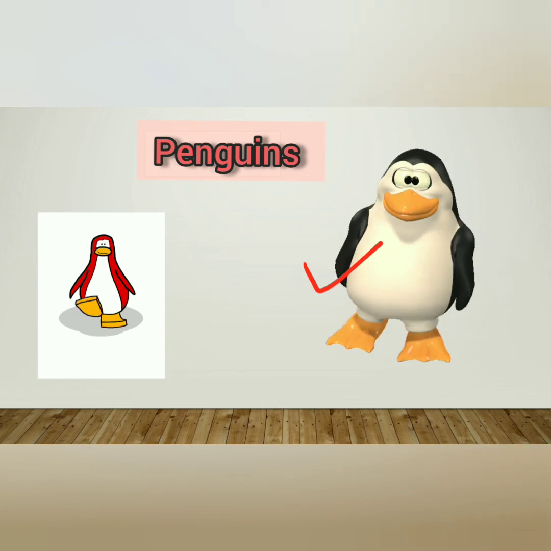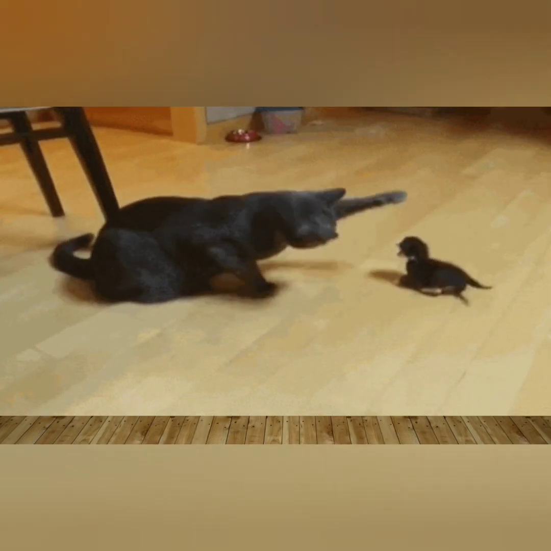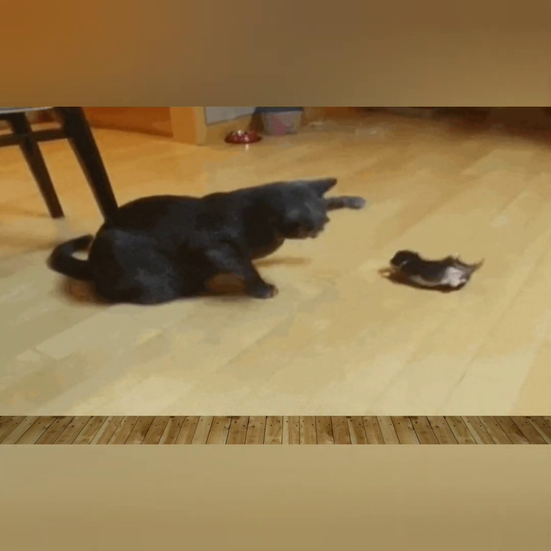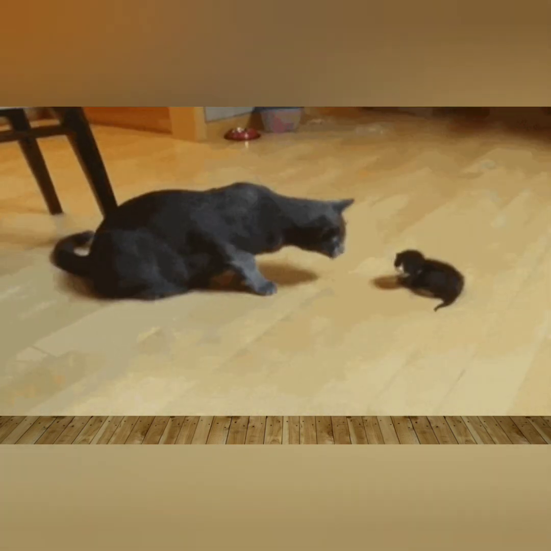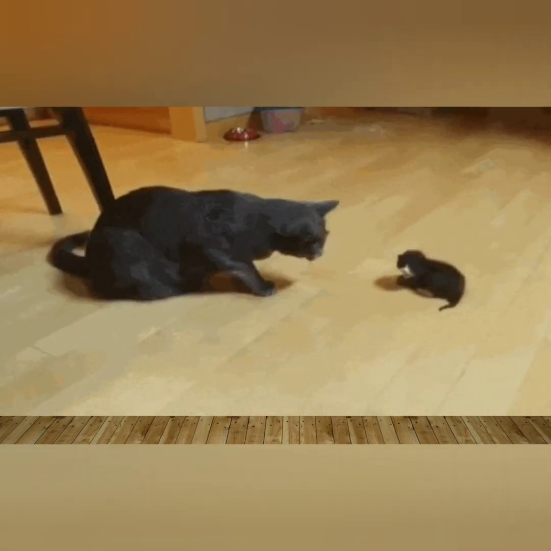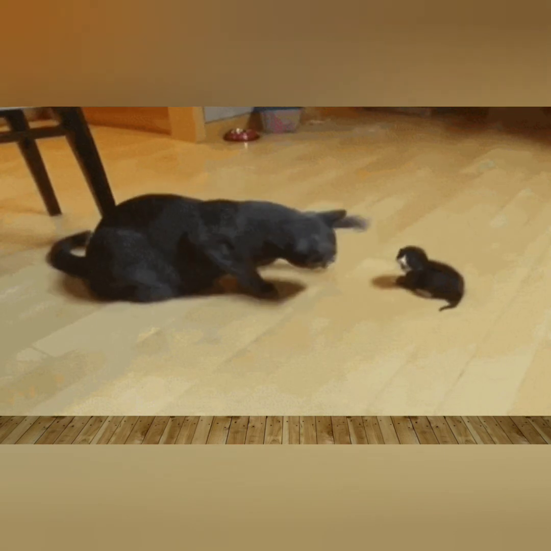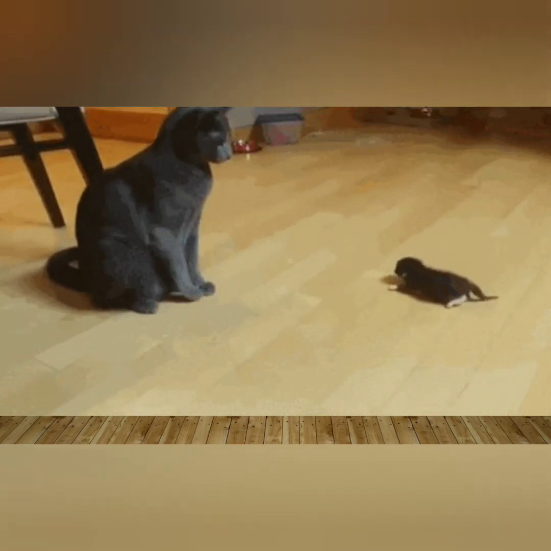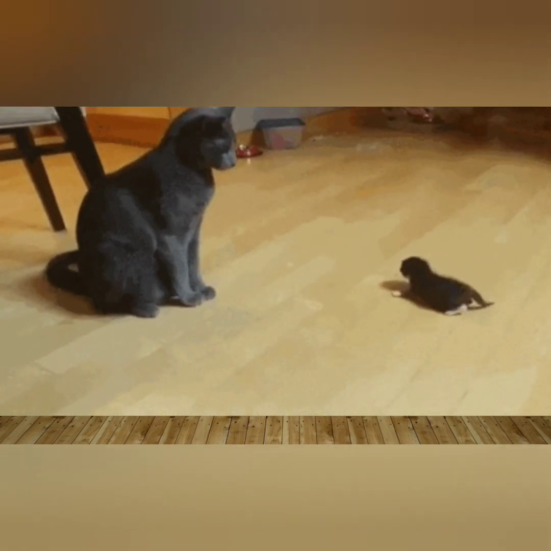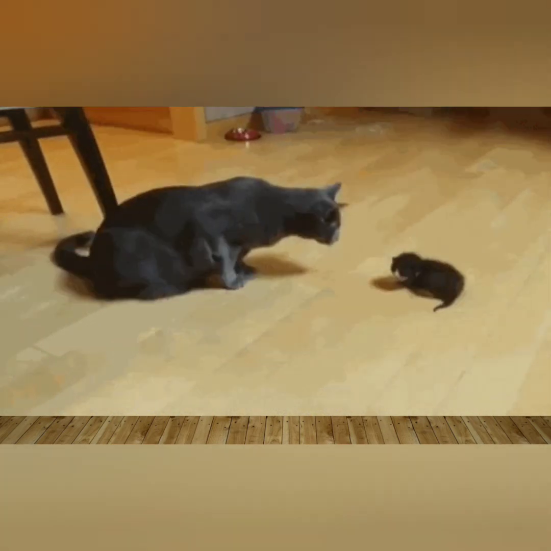Now we will go to our next slide. What can you see in this slide? Wow, a pussy cat, a small cat and a big cat. The big cat, the mother, is playing with a smaller kitten. Can you see a big cat and a small cat? So here again you can observe the cats by their size.